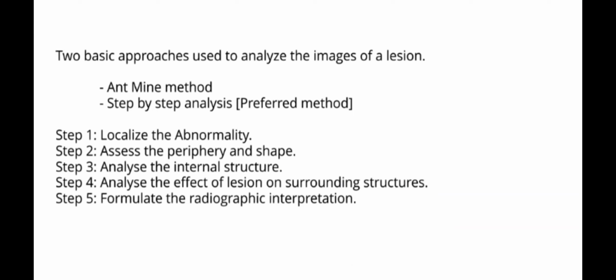analyze the anatomic position. Then assess the periphery and the shape, whether it is well-defined, punched-out border, corticated margin or sclerotic margin. Then analyze the internal structure, whether it is totally radiolucent, totally radiopaque or mixed density. Then analyze the effect of the lesion on surrounding structures like the teeth: displacement, resorption, widening of the PDL space and loss of lamina dura. Then formulate the radiographic interpretation.